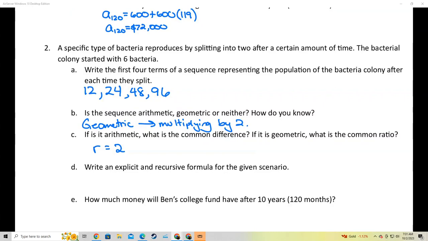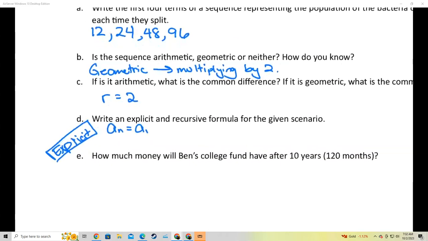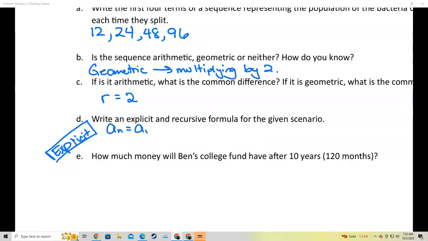Write an explicit and recursive formula for the given scenario. Okay, so again, I'll do this one more time. Remember that explicit for geometric sequences kind of looks like the explicit for the arithmetic, but with a couple little differences. To get your nth term, you're still going to take your first term, but we're not going to add, because geometric means multiply. So we're going to multiply it by our common ratio, in this case the letter R. And instead of multiplying it times n minus 1, I'm still going to use that n minus 1, but this time the n minus 1 is going to go in the exponent.